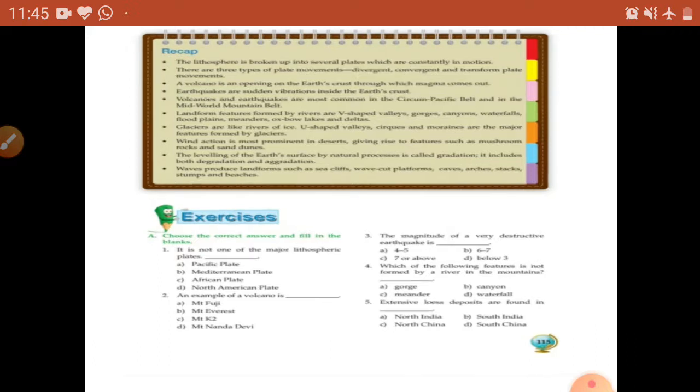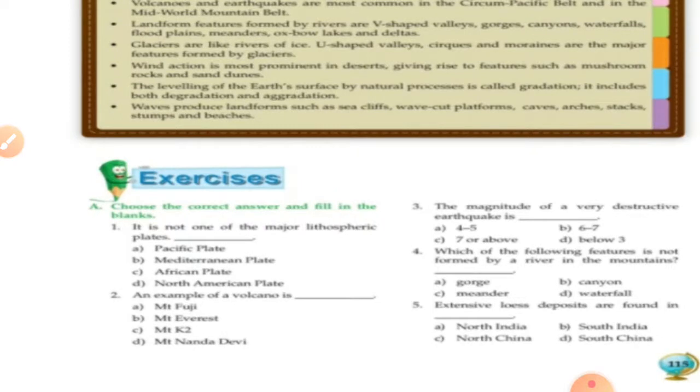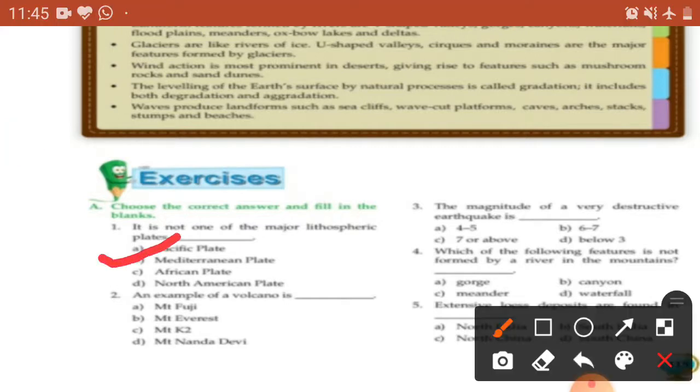Here we have the first question: choose the correct answer and fill in the blanks. The first question is, which is not one of the major lithospheric plates? Options are Pacific plate, Mediterranean plate, African plate, and North American plate. So its right option will be option B. Next, an example of a volcano is Mount Fuji, Mount Everest, Mount K2, or Mount Nanda Devi. Its answer will be option A, Mount Fuji.